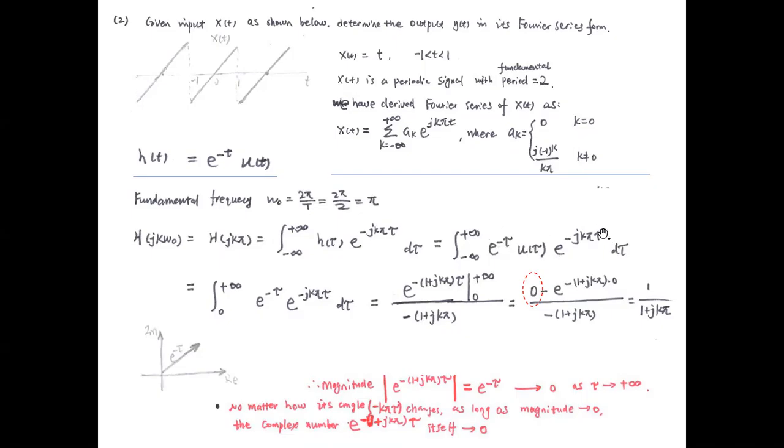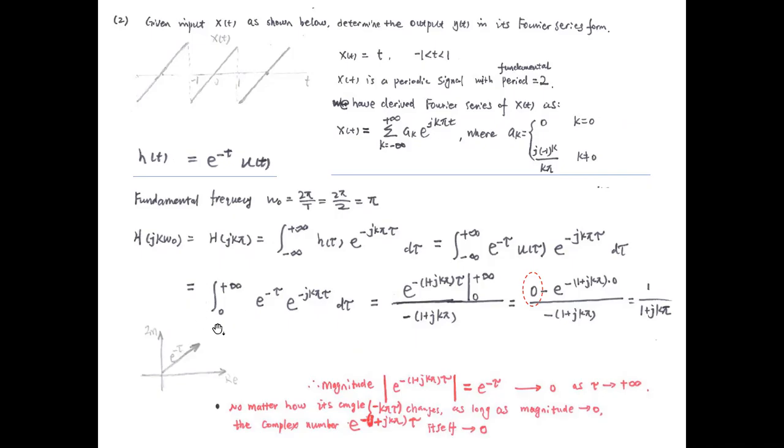So how to calculate this integral? The first thing we can utilize is u of tau, because u of tau is a signal that is one only when tau is positive. Therefore, we can shrink the region of this integral so that it starts from zero instead of starting from minus infinity. Because from minus infinity to zero, the function inside the integration is zero anyway, so it doesn't count to the integral.